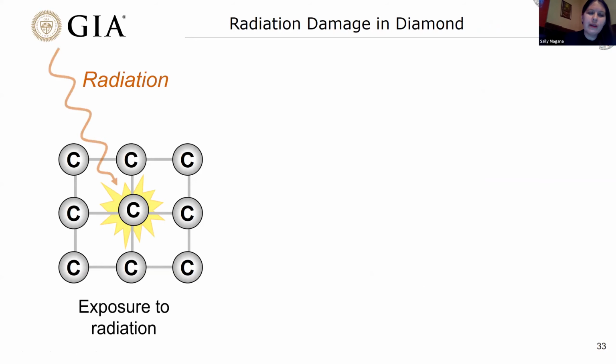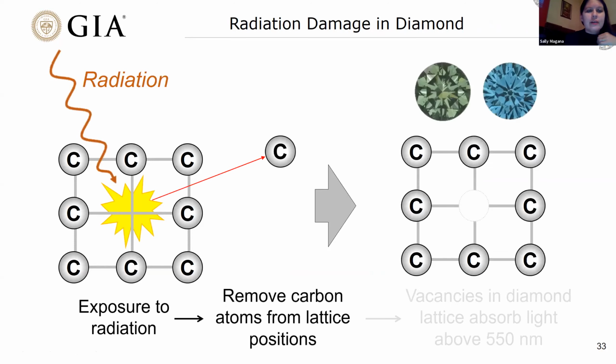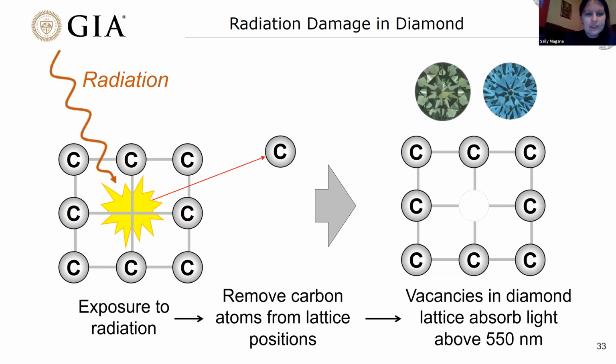So how we get that radiation in the stone is that it comes in contact with the radioactive mineral or radioactive fluid, and then that knocks that carbon out from its lattice position. And then depending on whether you have nitrogen causing absorption, then you can have a green color. If it is not, then you can have a blue color within the stone.